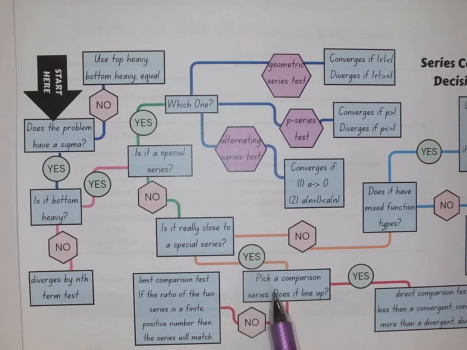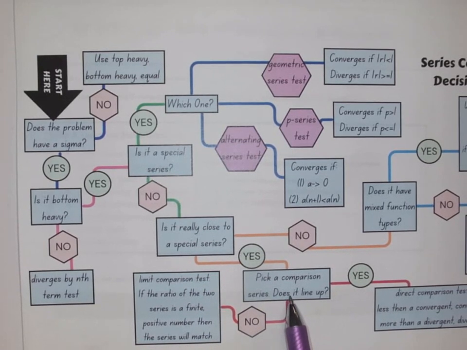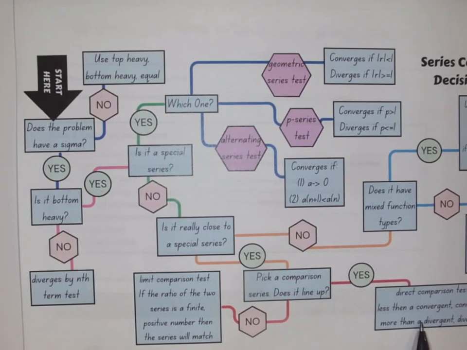So if it's yes, then we pick a comparison series, and can we get it to line up? Is it less than a convergent, converges, or more than a divergent, diverges? If we can get it to line up, then we come down here for the direct comparison test. If we can't get it to line up, then we use our limit comparison test.